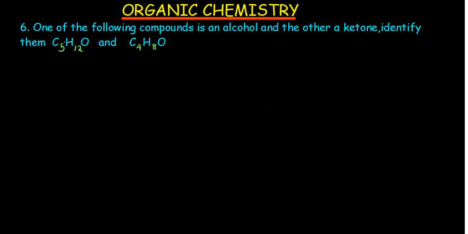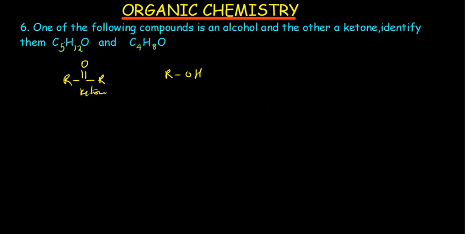So one of the following compounds is an alcohol and the other a ketone. Identify them. So we are able to identify that by calculating the IHD. We know that for a ketone, there's a double bond with an oxygen. There's an R group this side and R group this side. That's a ketone. So because there is a double bond, we should have at least an IHD of 1. But for an alcohol, we don't have any double bond in an alcohol. So we expect that the IHD is going to be 0.